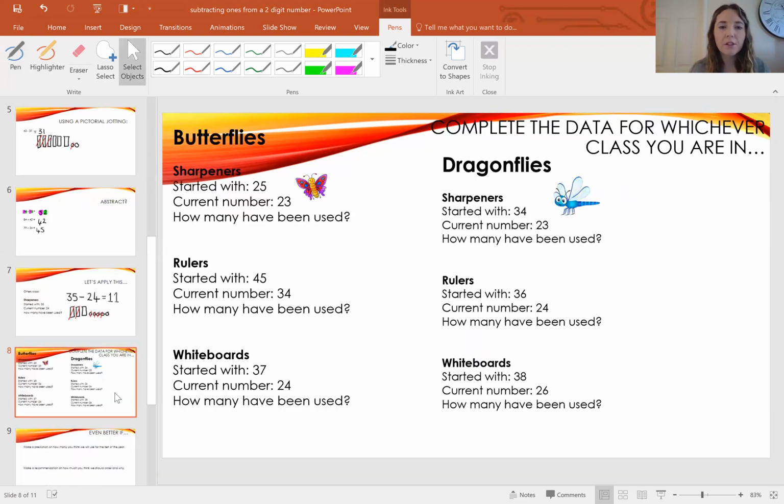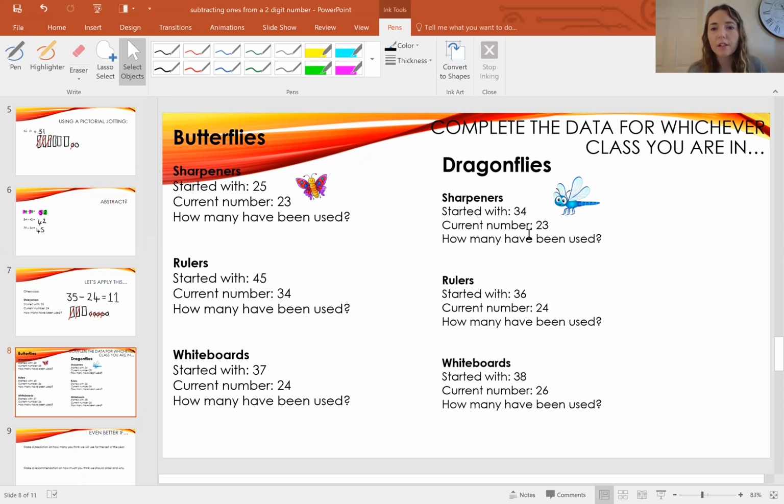Okay, I want you to have a go at these for your class. If you're in butterflies, work out how many sharpeners have been used, how many rulers have been used, and how many whiteboards. And if you're in dragonflies, do the same, but you've got slightly different numbers, as you might have started with more or less to begin with, and you've got more or less that are currently there in your classroom. Okay, so pause the video now and have a go at finding that out for me. Off you go.